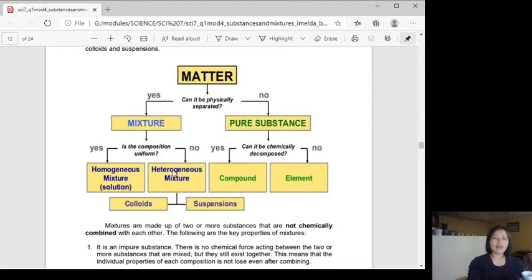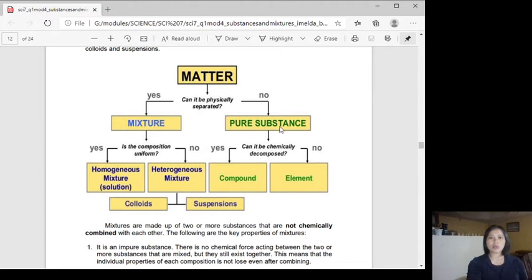On the other hand, for a heterogeneous mixture, from the word hetero, the composition will be different. Different is hetero. Okay, different throughout the mixture. It can be visually distinguished. For example, I'm going to mix water and stone. You can still visually distinguish the water and then the stone using your eyes. So that is a heterogeneous mixture. The composition is not uniform, right?